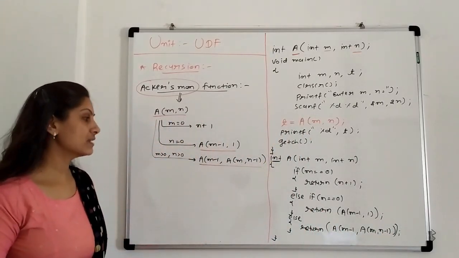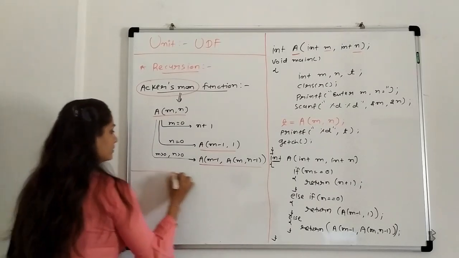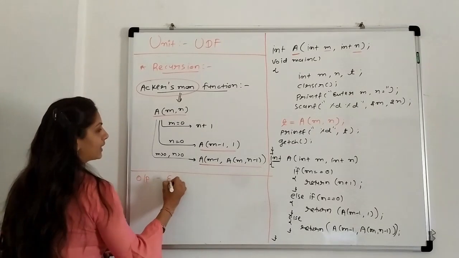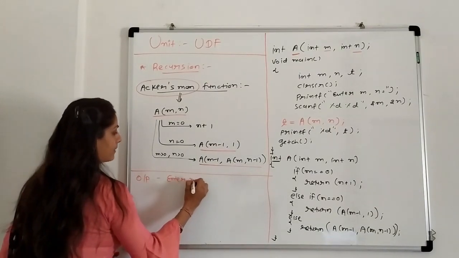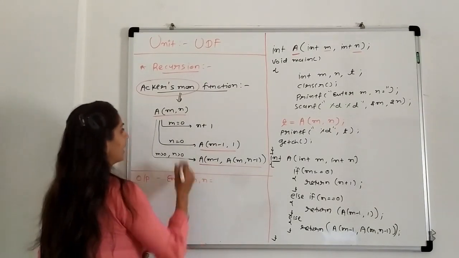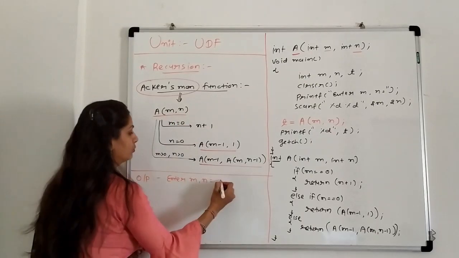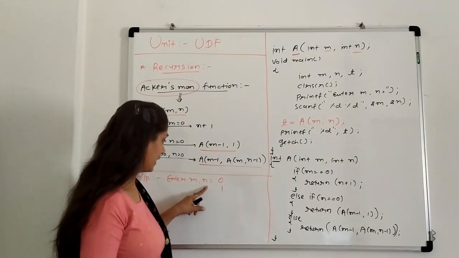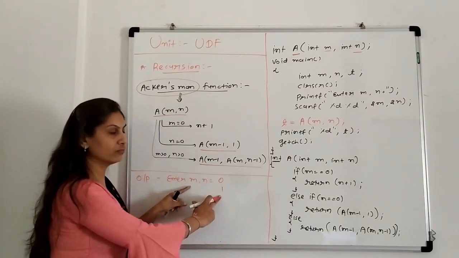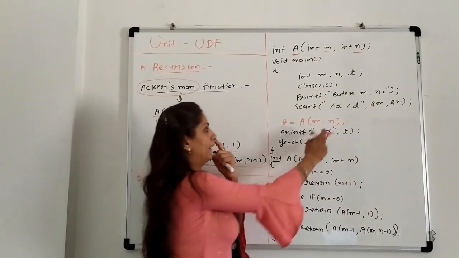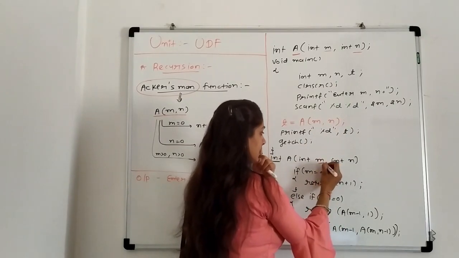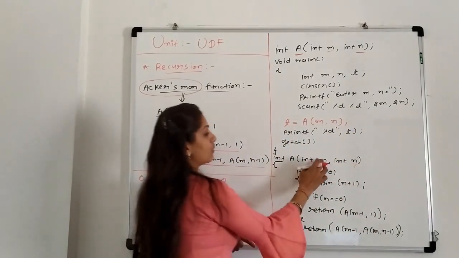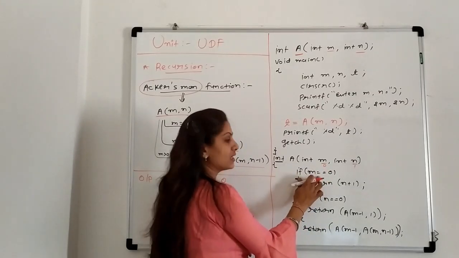Now, how is the program executed? Suppose the output is, enter m comma n, and I enter m equals 0 and n is, suppose, 1. Enter m and n. M is 0 and n is 1. Then what happened? The values m and n are passed. Here m is 0, n is 1. Now m is 0. Yes, the condition is true.